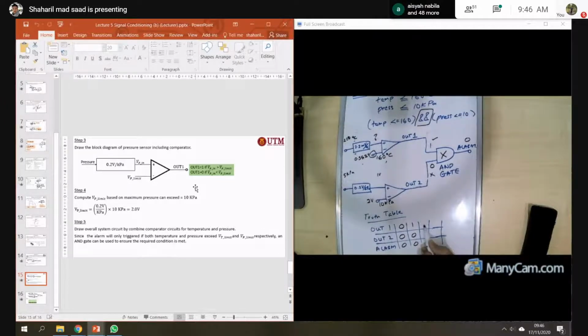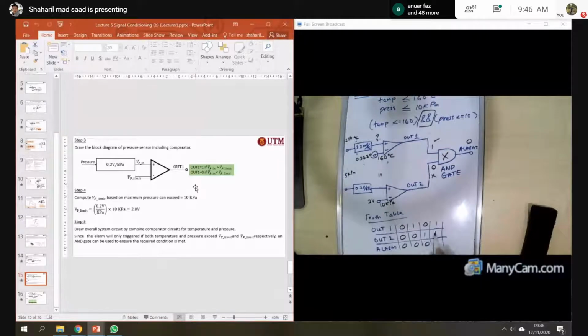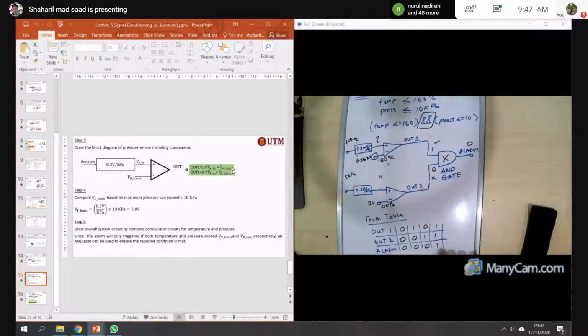And then maybe output 1 you got 0 and output 2 you got 1. So you will also get 0. And if both you got 1 and 1, that means the alarm will be triggered, 1. So based on this, we know that our alarm system will trigger if both output 1 and output 2 equal 1, and it will trigger alarm 1.